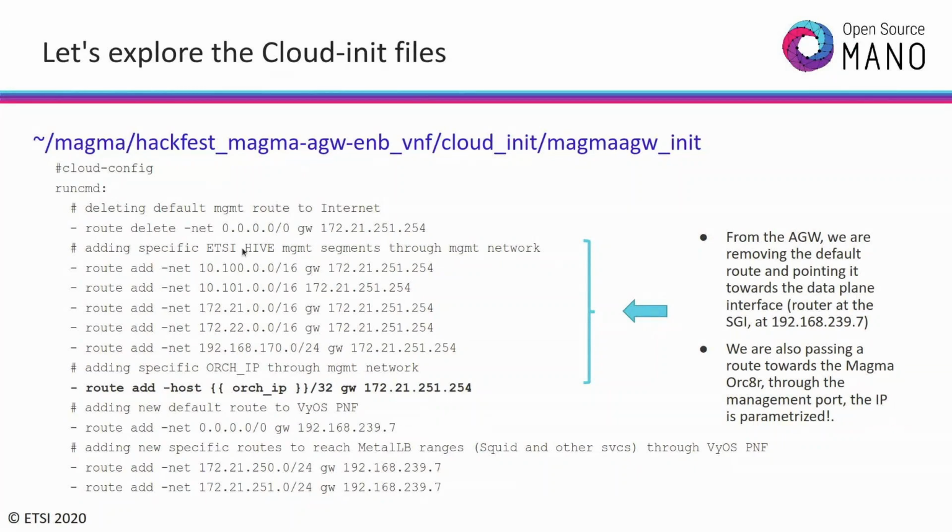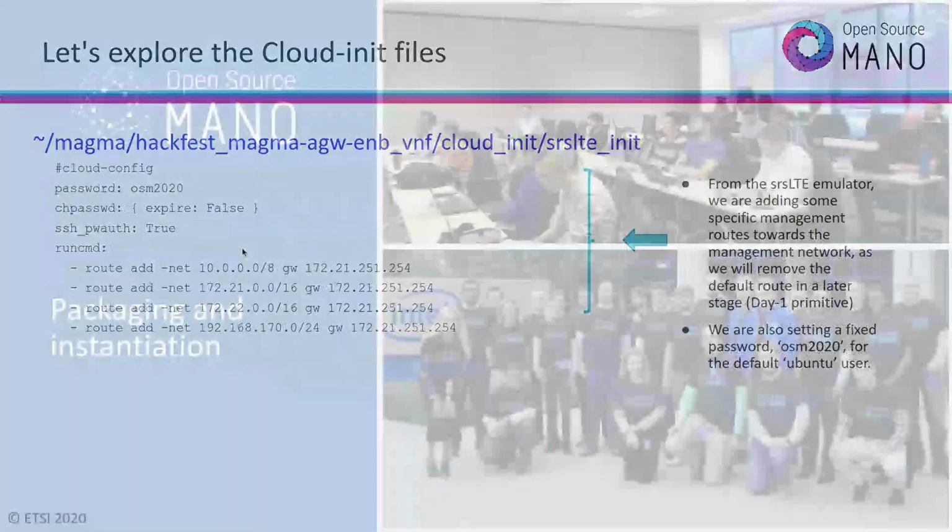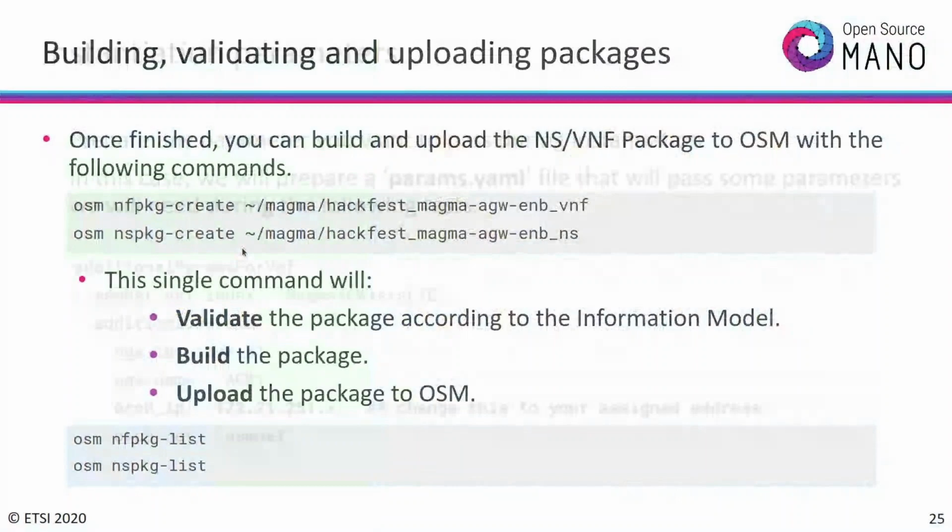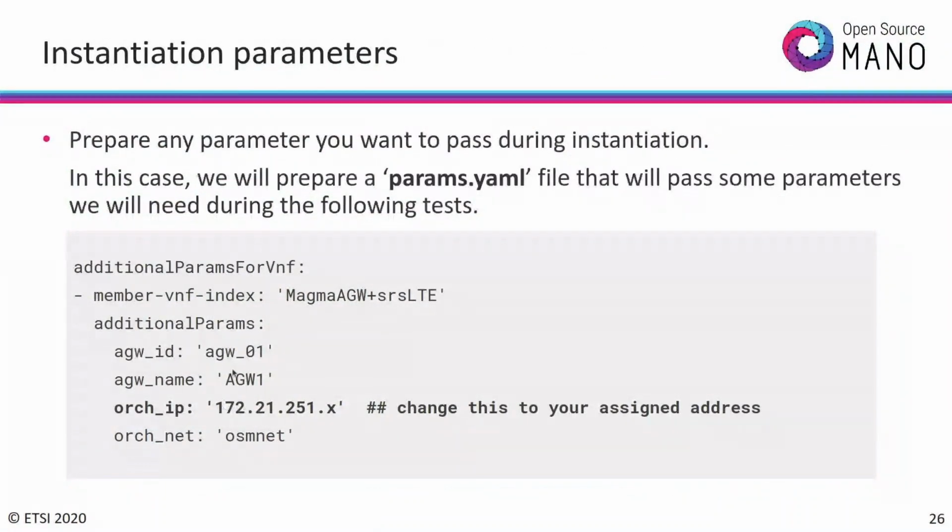Okay, so now we need to pass that parameter, but we will take the opportunity to pass some other additional parameters because we will need those later for tomorrow's session. What we need to do is create a file. We can call it params.yaml. We can call it whatever we want, but let's all call it params.yaml, in the same folder where you will launch your network service. And put this information there.